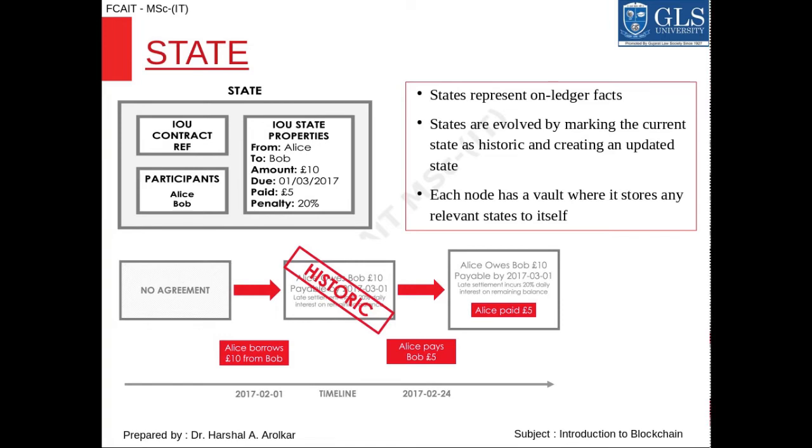As you can observe on the screen, a representation of a state has been given to you. There you can see 3 components: one is the IOU contract, then participants, that is Alice and Bob, and then you have certain properties. Now this particular state becomes an agreement between Alice and Bob. If you try to decipher this figure, you will be able to understand that this is a contract between Alice and Bob for an amount of £10, wherein it is being represented that the amount should be paid by 1st March 2017, and if you fail to pay by that time, you will have to pay a 20% penalty.